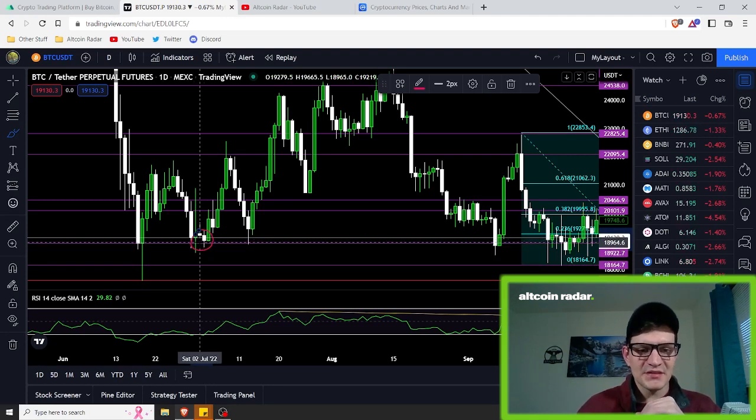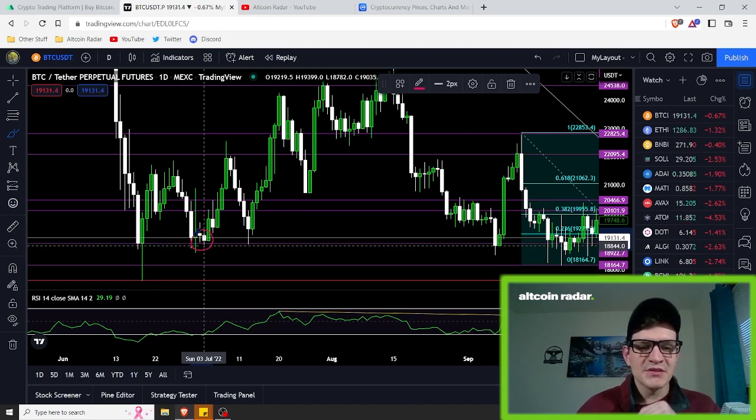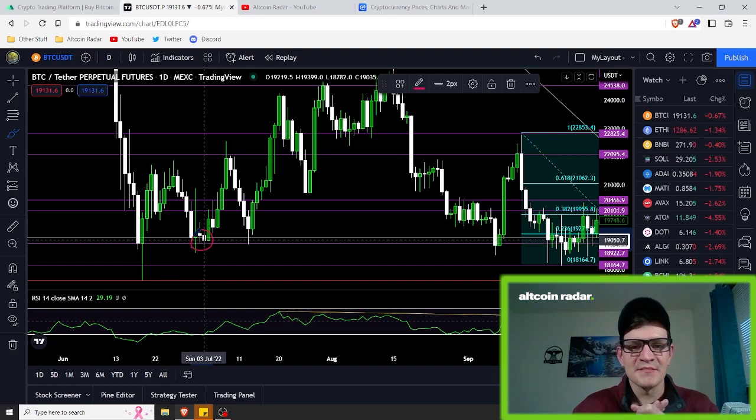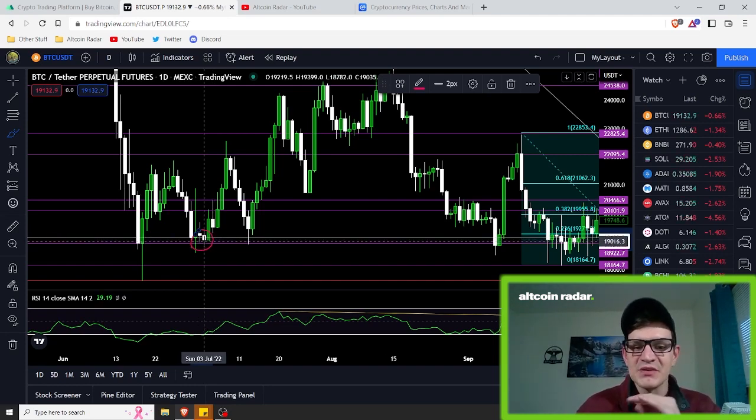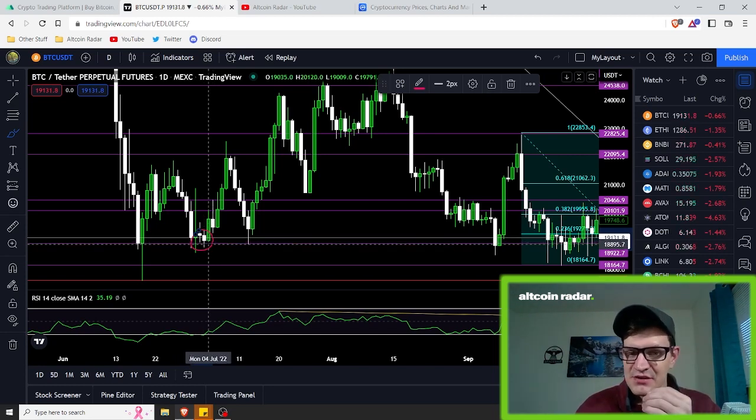Again, right here, it failed to go through the support layer. Again, right here, it failed again. It failed 3 times, you guys. So therefore, you know it's going to go up. So you would typically enter right in there, but you would set your stop loss right at this line probably, because if it does go through there, it's likely to keep going through there.